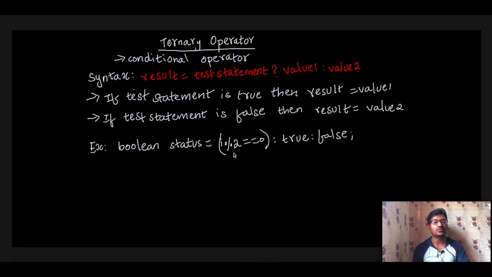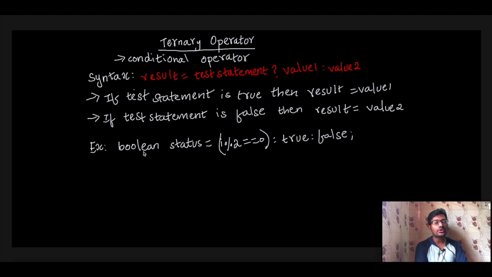So this is the syntax. The syntax is as follows: result, which is the variable where we are storing the final output, equals test statement. If this test statement is true, then the value which is present after the question mark would be assigned to the result variable. So after the question mark, the value is value 1, and that would be assigned to the variable result. If this condition is false, then the value which is present after the colon would be assigned to result. So this is the basic syntax. If the test statement is true, then result equals value 1. If the test statement is false, then result equals value 2.